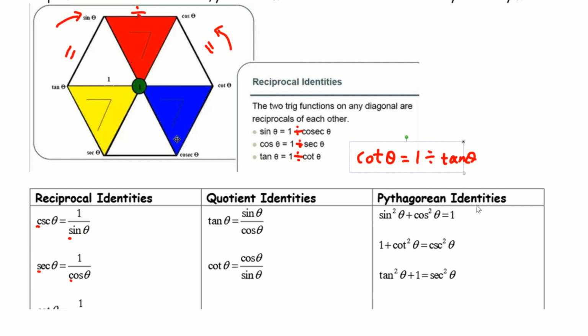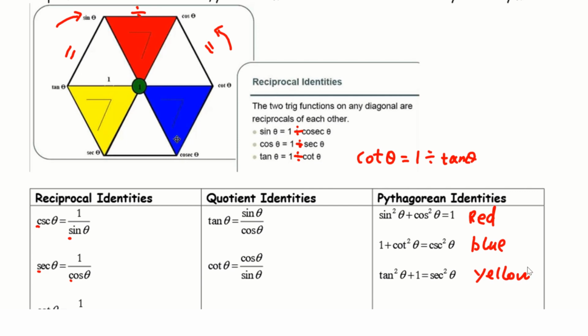And the Pythagorean identities, this is very important. These 3 colored triangles: the 2 terms on the top, squared, add together equals the bottom one squared. So sine theta squared plus cosine theta squared equals 1. 1 squared plus cotangent squared equals cosecant squared. This is a blue triangle. And this is a yellow triangle. Tangent theta squared plus 1 squared equals secant squared. So this is a red triangle, this is a blue one, this is a yellow.